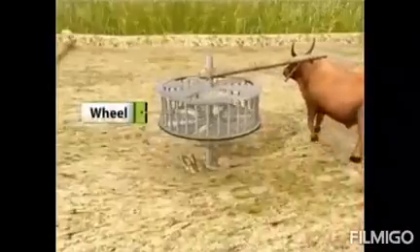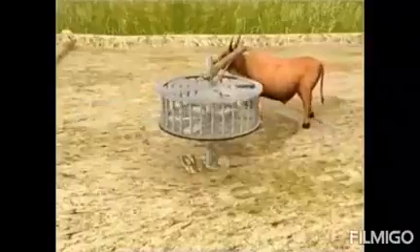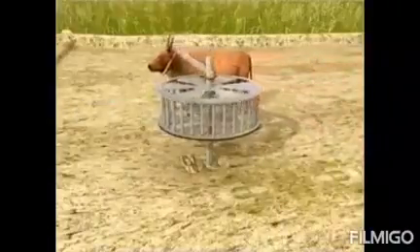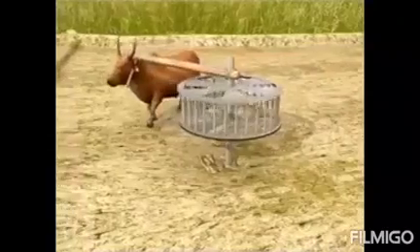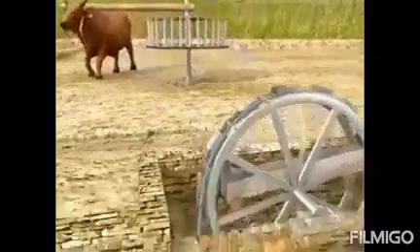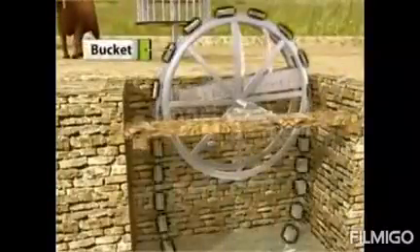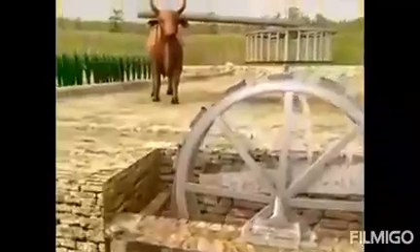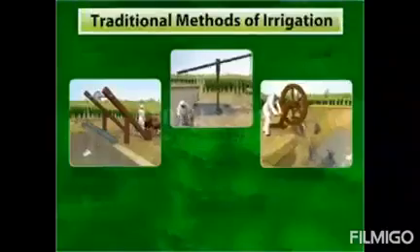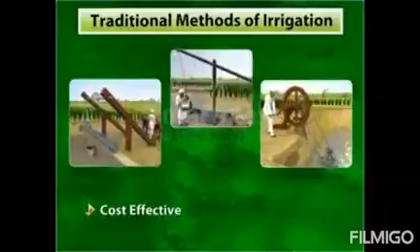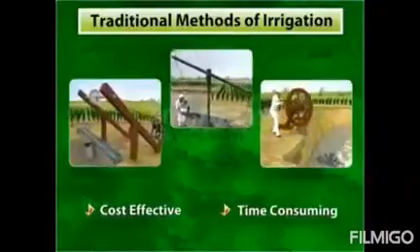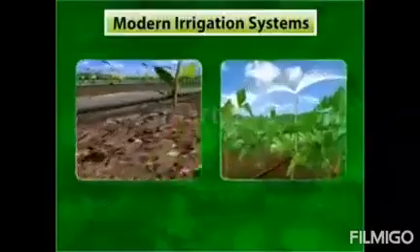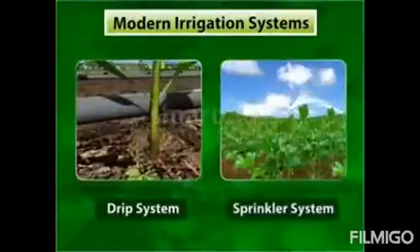As the animal pulls the wheel around in a circular motion, it sets in motion the first wheel with the buckets, which draw water from the water source and irrigate the fields. The traditional methods of irrigation are cost-effective but time-consuming. Thus, these methods have been replaced with drip system and sprinkler system. Let us learn about these two methods in detail.